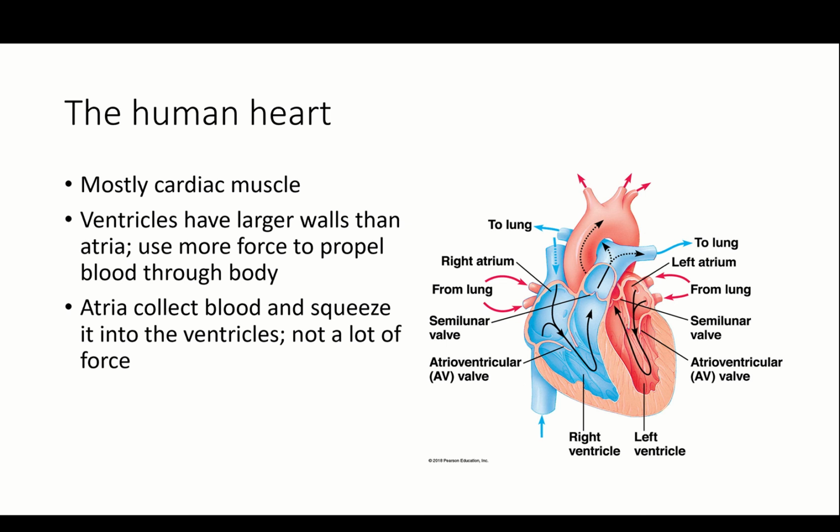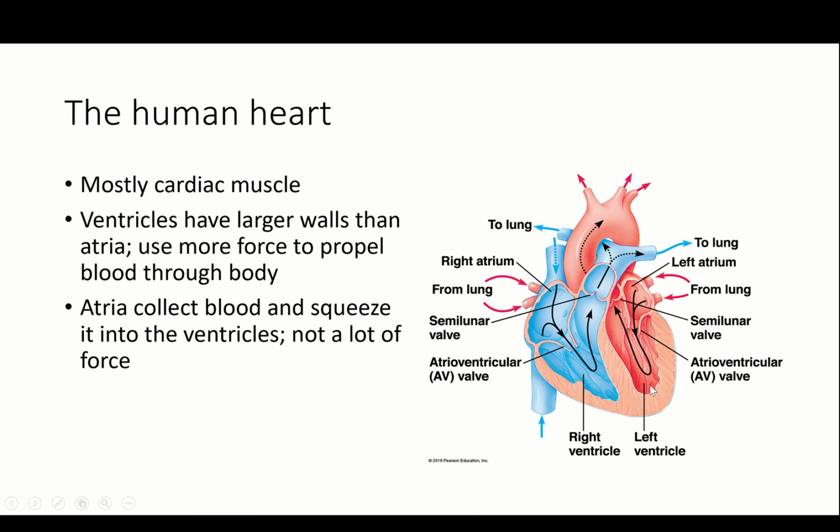And so what you'll notice, if we look at this a little closer, is that the walls of the atrium are relatively thin, but the walls of the ventricle are much thicker. And that is because they have to exert a lot of force to move that blood out of the heart to where it needs to go.